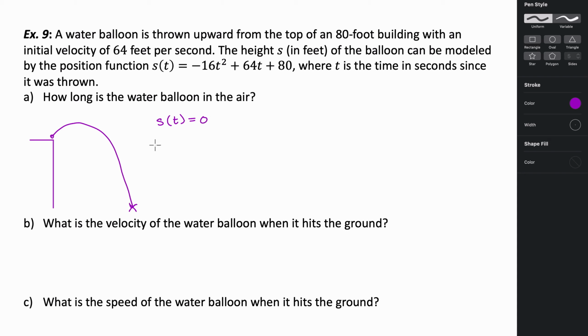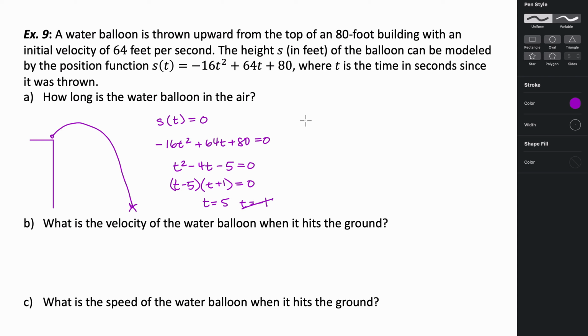Making s of t 0, negative 16t squared plus 64t plus 80 equals 0. All of these are divisible by 16, so I'm going to divide everything by negative 16, giving me t squared minus 4t minus 5 equals 0. If we factor this, we get t minus 5 times t plus 1 equals 0, giving us times of 5 and negative 1. Clearly negative 1 doesn't work because we can't have a negative time. So after 5 seconds, the balloon will hit the ground.